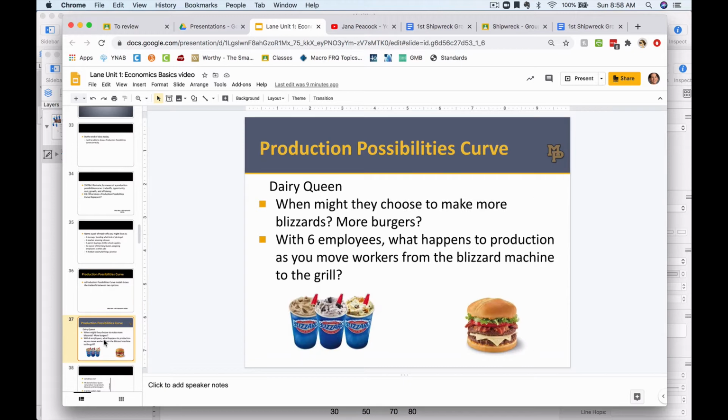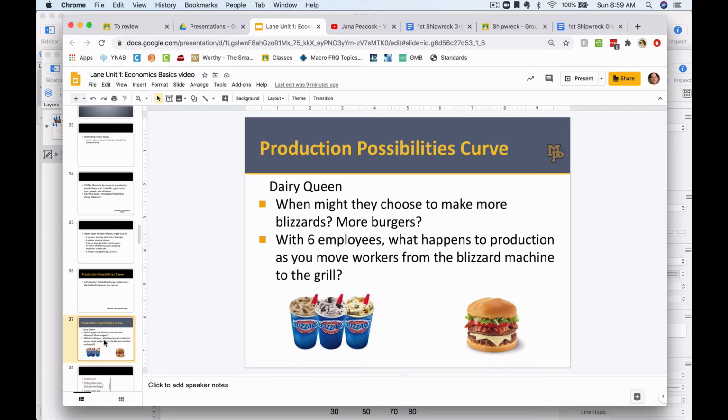So let's talk about what it would look like at Dairy Queen. Let's say it's a hot August afternoon and Mr. Ronnie's looking at his food prep workers. He's got 6, and he's trying to decide whether they should be making blizzards or burgers. So he can either put those workers at the blizzard machine or the burger machine.